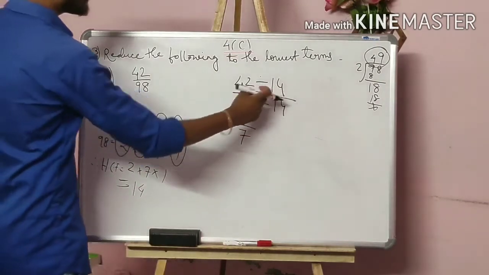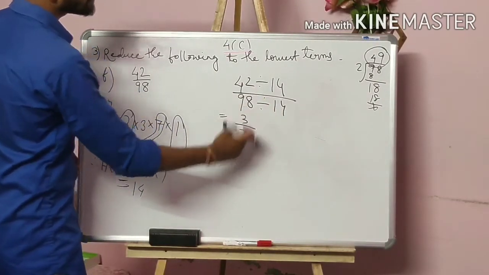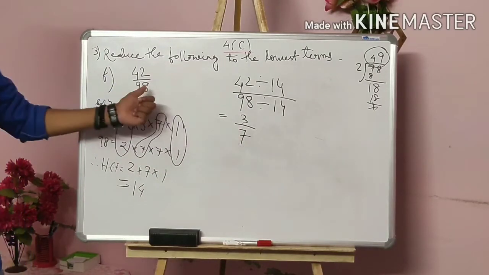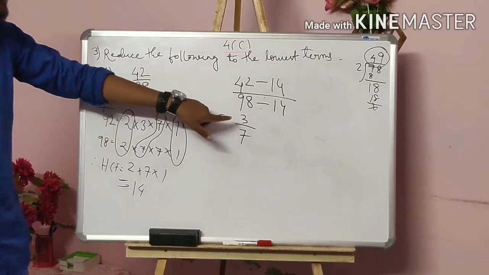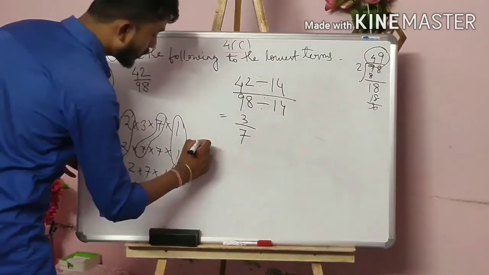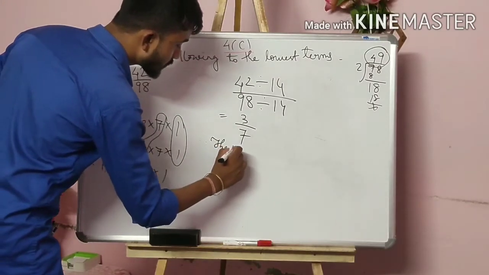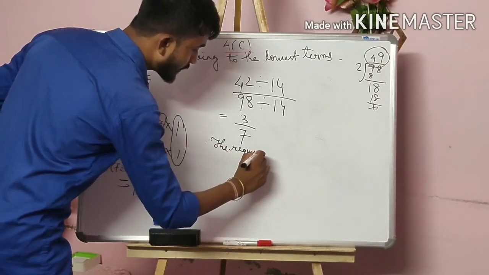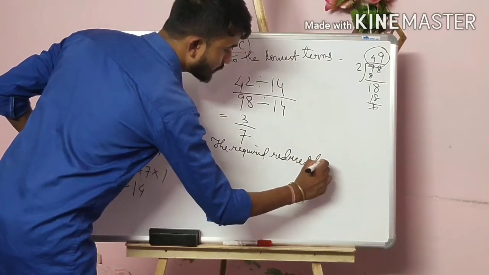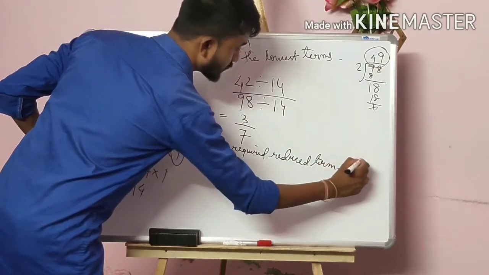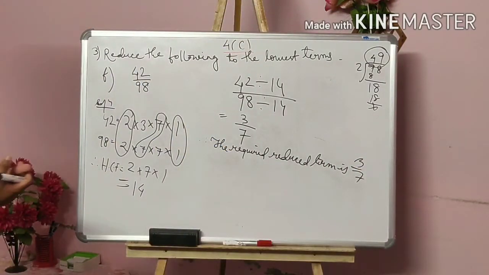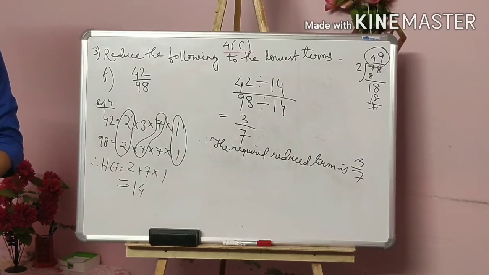So 14 3s are 42 and 14 7s are 98, we have got. So I think 3 by 7 is the reduced form of this one, because no other numbers are there that will divide 3 and 7 other than 1. So you just see, therefore the required reduced term is 3 by 7. So by this we have completed our exercise 4C.